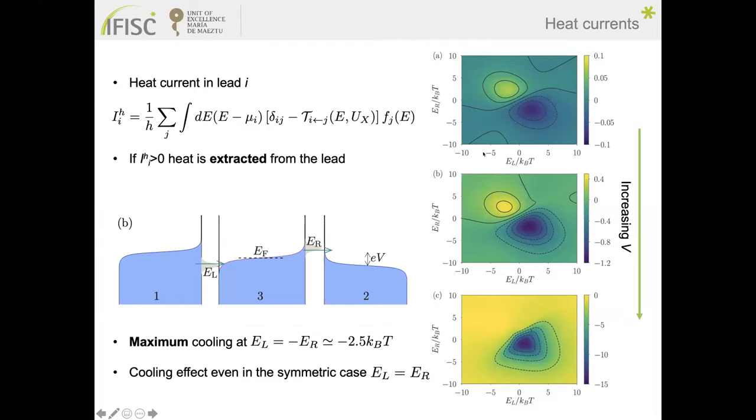Our expectation is confirmed, right? When the level of the left dot is negative, below the Fermi energy, and the level of the right dot is positive, then we can actually cool terminal three.